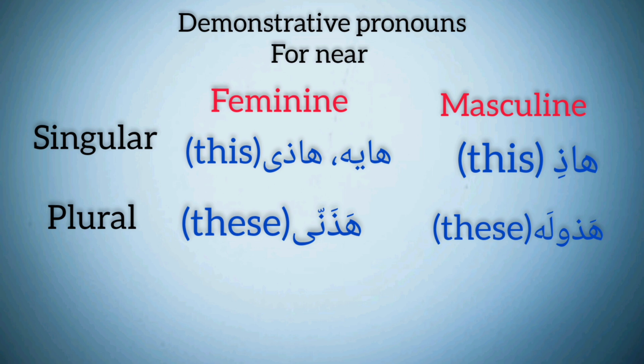For example, for singular, for مفرد مذكر, singular masculine, we say هذا, this. But for مفرد مؤنث, singular feminine, we say هاي, or we can also say هذي. It basically means this, but in feminine form. For plural masculine, جمع مذكر, we say هذول, these. And for plural feminine, جمع مؤنث, we say هذني, these.